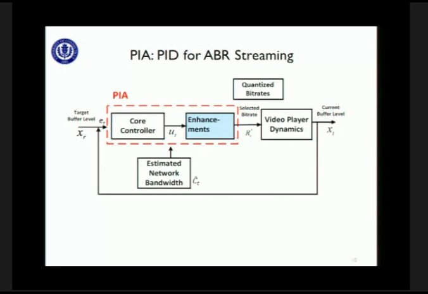And the bit rates that you're going to use are going to be quantized. So this u(t) may be a continuous signal, but the actual bit rates that you're going to download are going to be one of those 5 or 6 different track levels. So it's going to be quantized bit rates. This is where we will be using some regularized least squares to determine what these r(t) stars are.